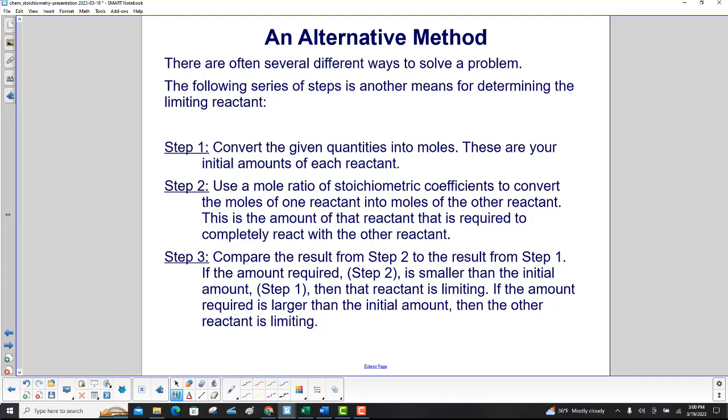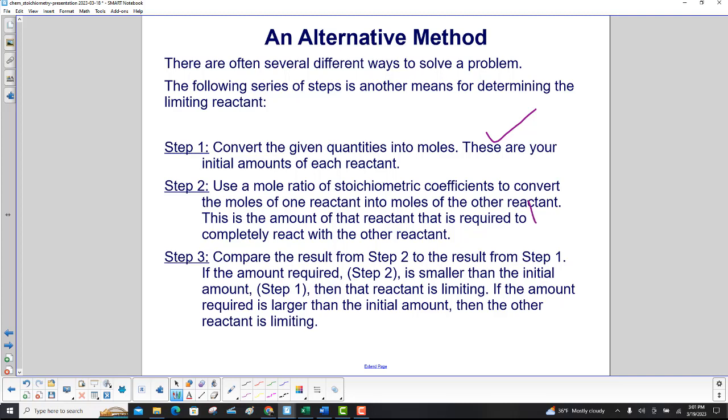There are often several different ways to solve a problem. The following series of steps is another means for determining the limiting reactant. Step 1. Convert the given quantities into moles. These are your initial amounts of each reactant. Step 2. Use a mole ratio of stoichiometric coefficients to convert the moles of one reactant into the moles of the other reactant. This is the amount of that reactant that is required to completely react with the other one.